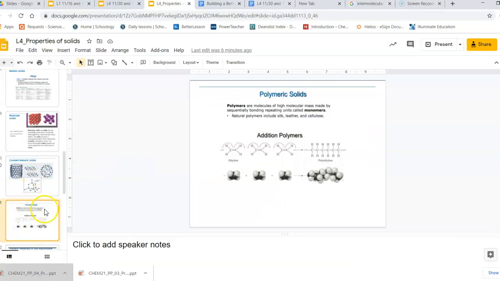All right, so the one thing that was not mentioned in the video, and is pretty important, is that those network solids can also form something else, what we call a polymer. Polymer molecules have a high molecular mass, so they're pretty heavy, and they're bonded together in a repeating unit, what we call monomers. Some examples of polymers are silk, leather, cellulose, and DNA. Again, they're just combined together into this massive network.